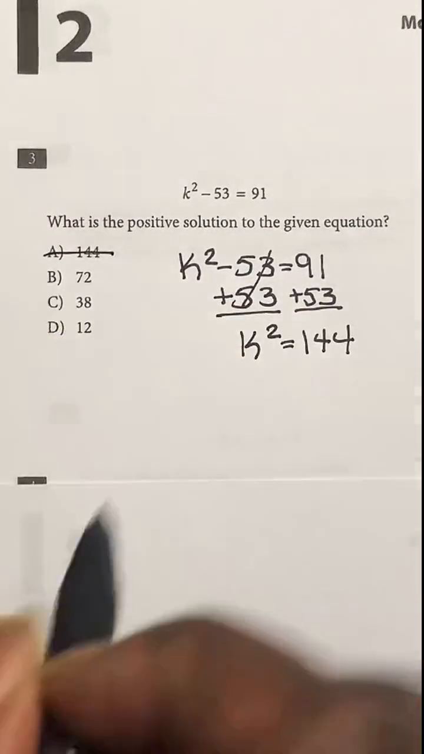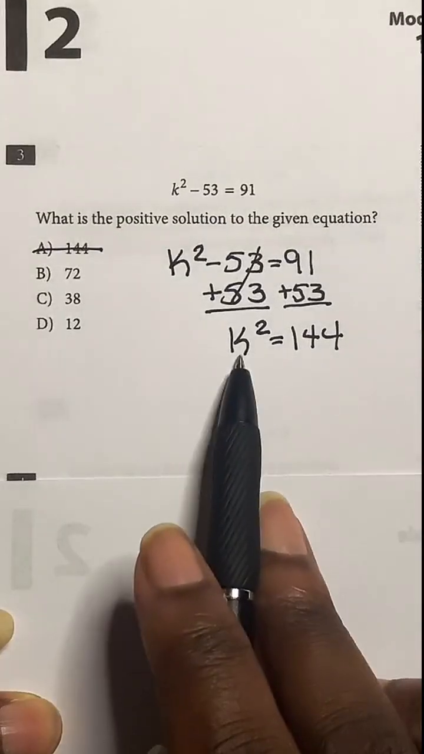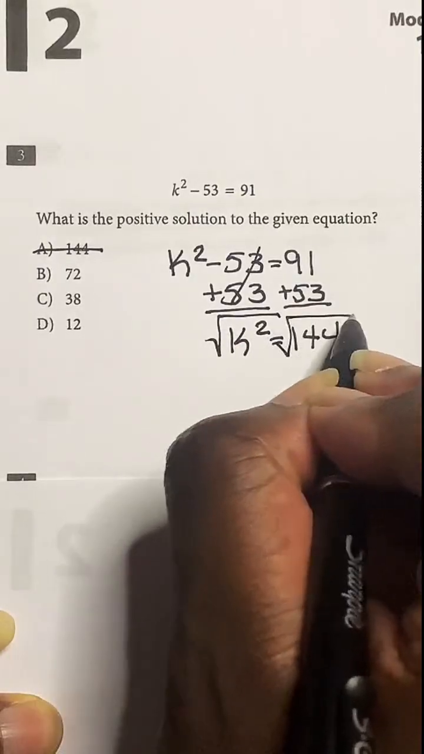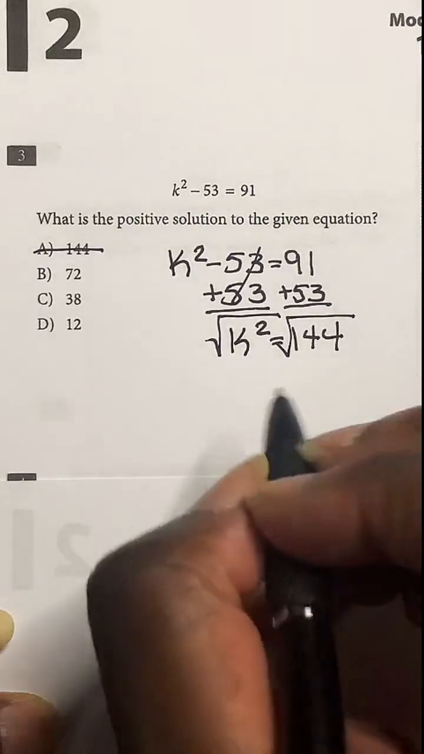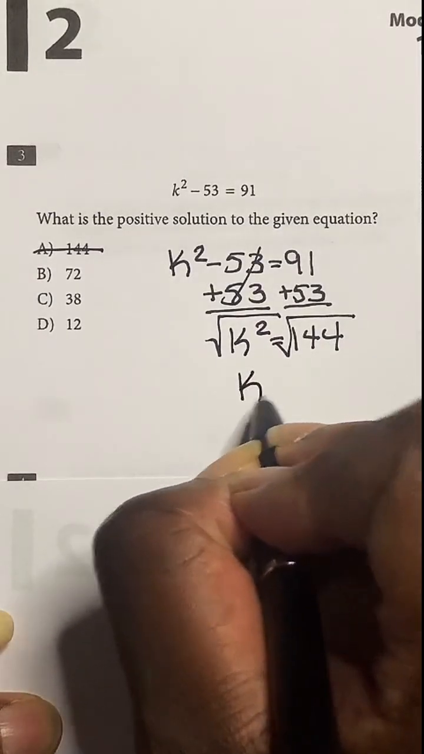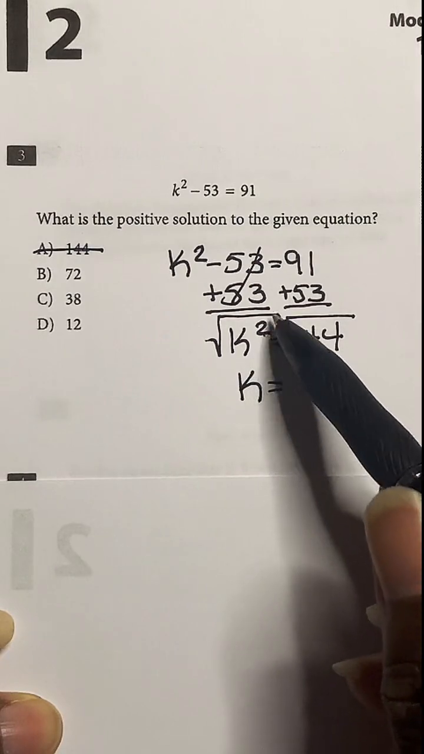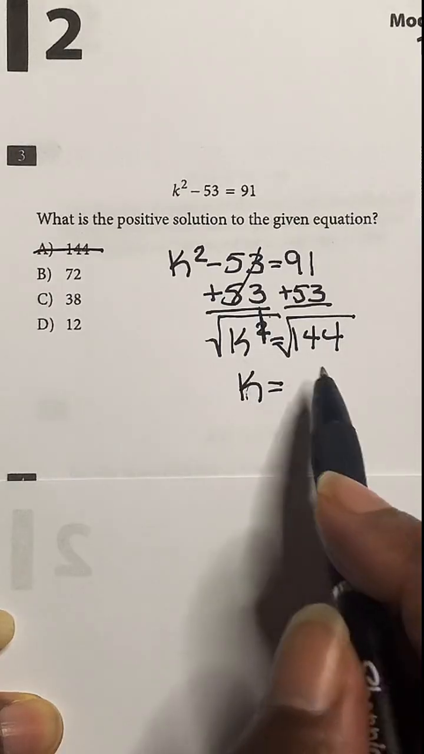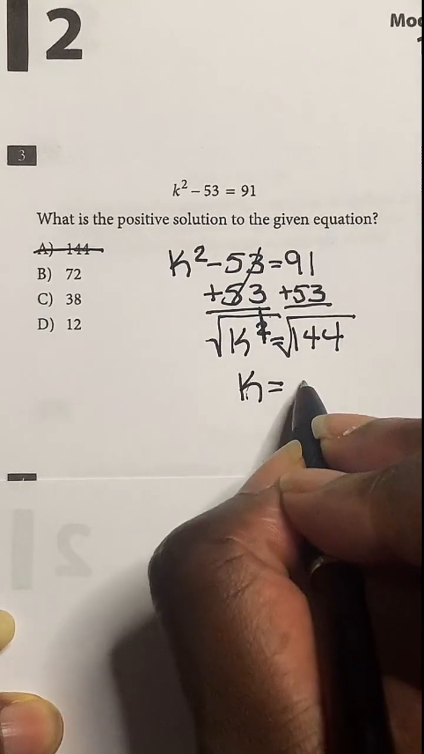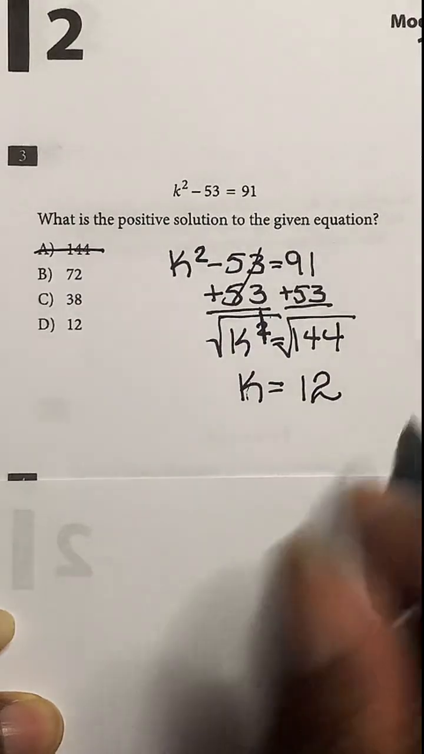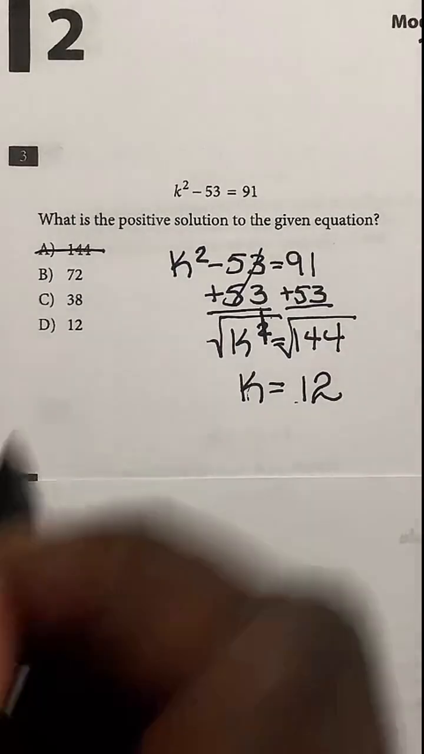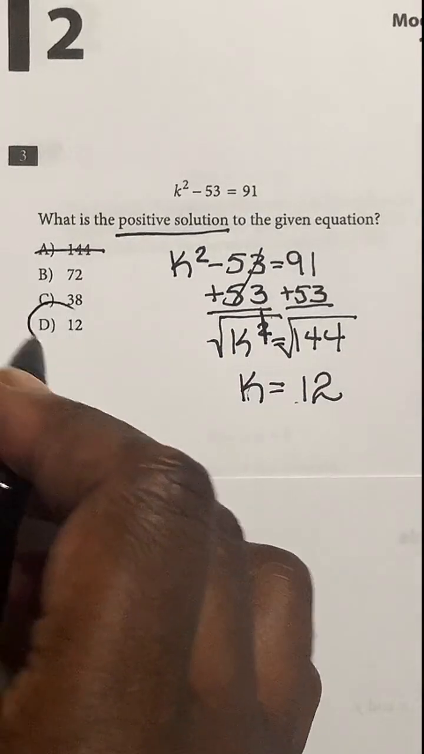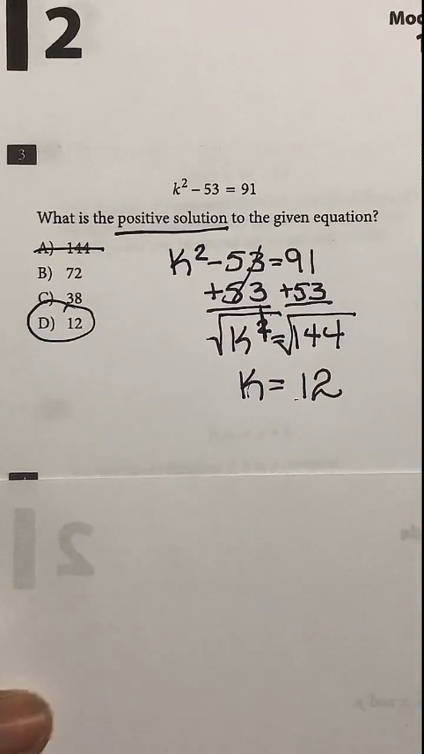So right away, the inverse of x squared is square root. Now, the square root of 144, that's one of those perfect square roots, because the inverse of square and square roots, they cancel each other out. That's how I'm able to get this K here. So now, square root of 144 gives me 12. Now, we could say plus or minus 12, but here they want the positive solution. So our answer is going to be D, 12.